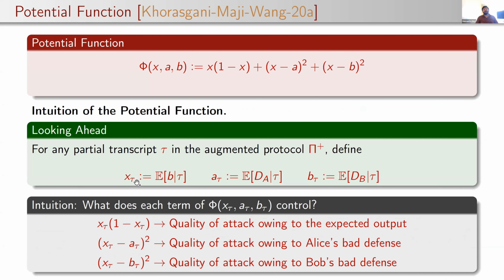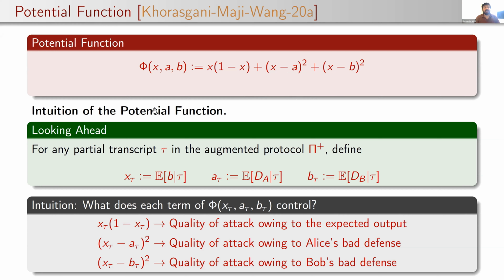So let me first introduce the potential function that we'll be considering. It will be a function of three variables, x, a, and b. The first term of this potential function is the variance of x. The second term intuitively represents the distance between x and a. And the third term represents the distance between x and b.